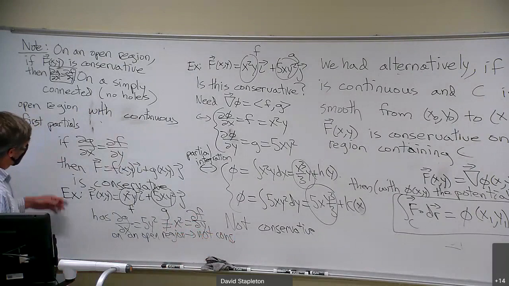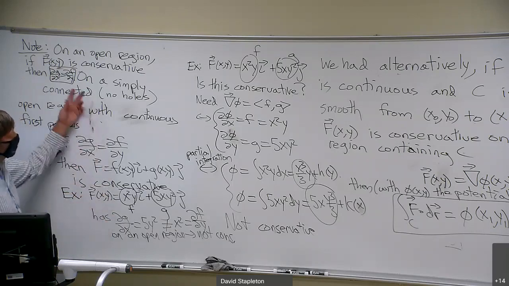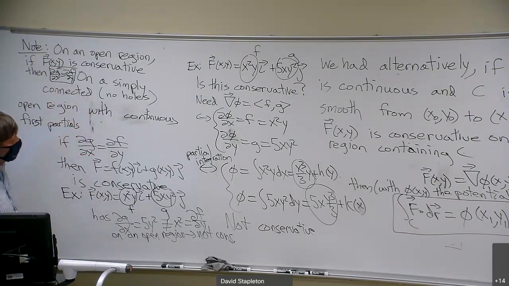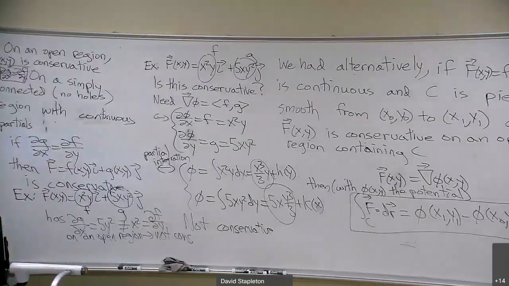That's the first part of the theorem. If it was conservative, these would be equal. Then if I found these were equal on a simply connected open region, I'd say, oh, it's conservative. Then I can find phi. So there's a quick test. Just see if dg dx is df dy. That's kind of hard to remember, but we'll make it a little more memorable as we get along.